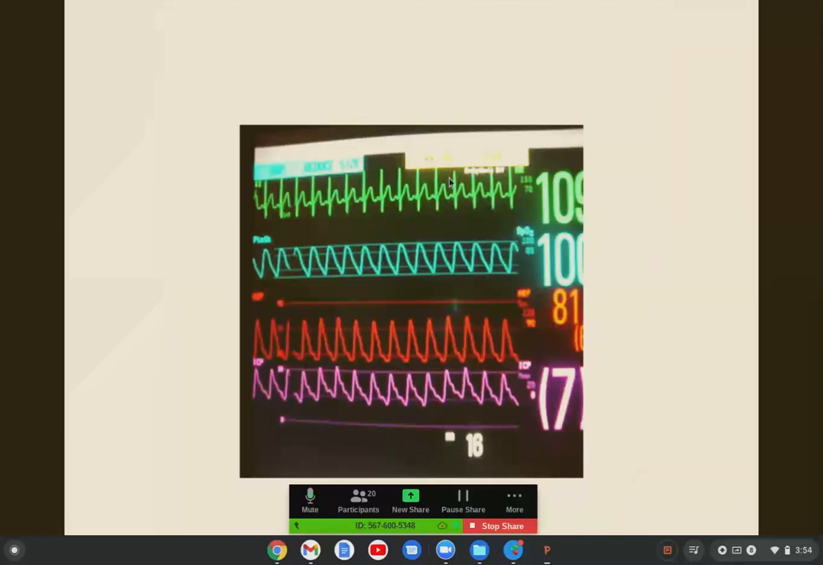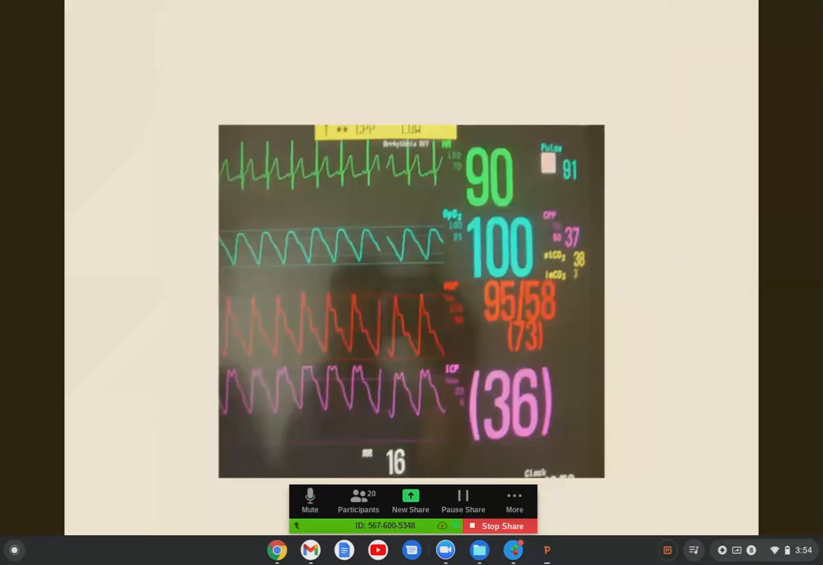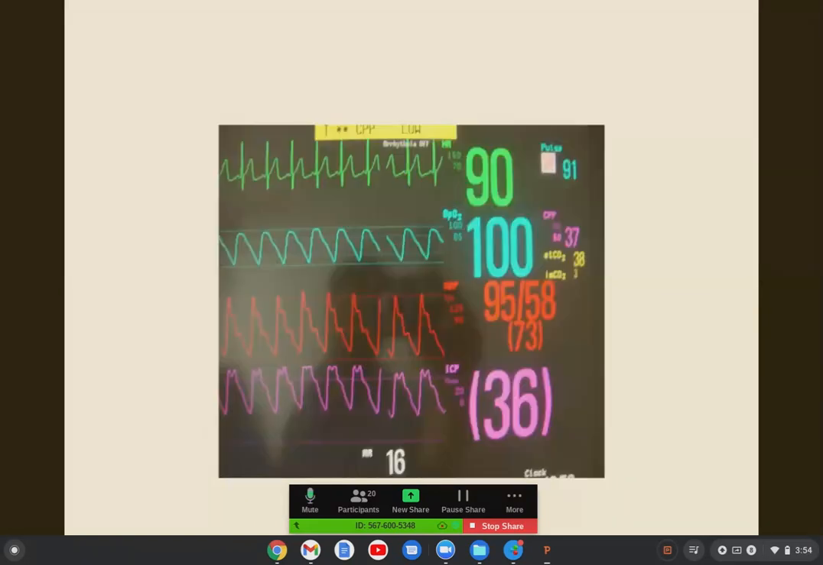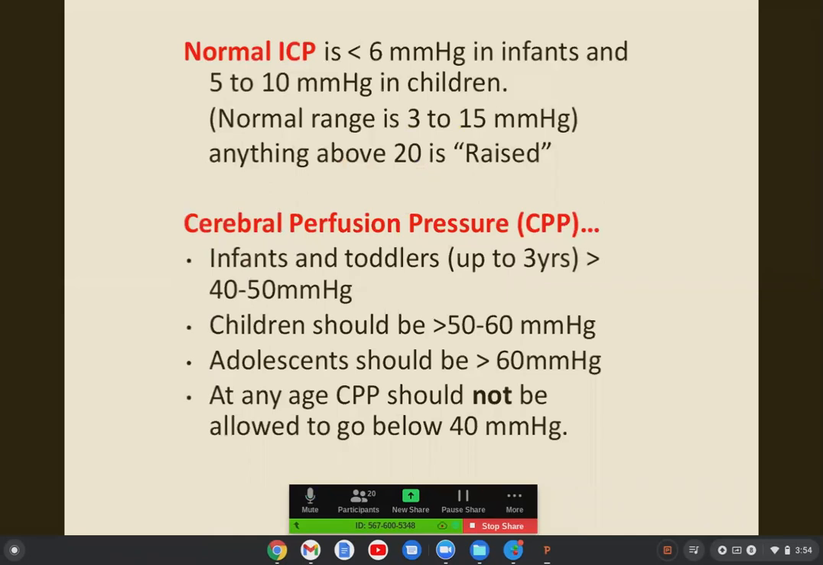A normal ICP is about 7 and it should never be beyond 20. The raised ICP waveform has three waves, P1, P2, P3. Whenever we see that the P2 waveform is equivalent to P1, that means there are raised ICP features, and this is the time when we go for targeted intervention so that associated complications can be prevented. Normal ICP is less than 6 mm in infants and 5 to 10 mm in children. Normal range is 3 to 15 mm and anything above 10 is raised.